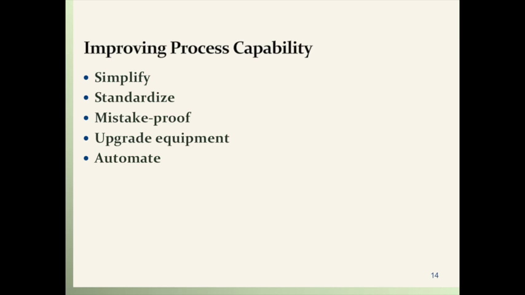Mistake proof, we also call that idiot proof. But the idea is you make it so that it can't break even if you do it wrong. The next is upgrade equipment. So if you have poor quality equipment, or your equipment is putting out poor quality products, if you just make it better, you could have better equipment.